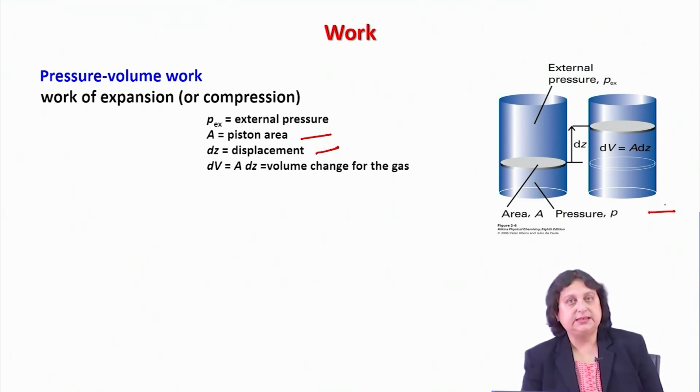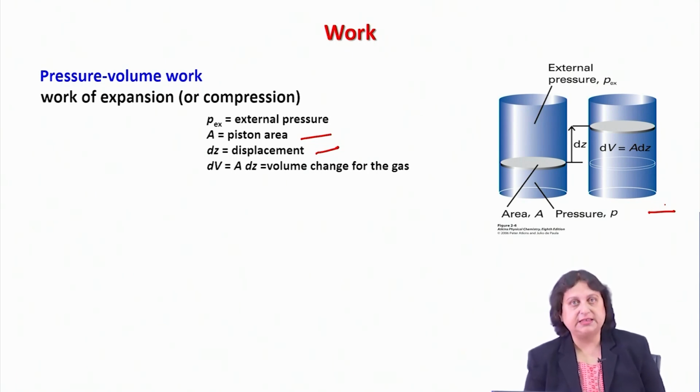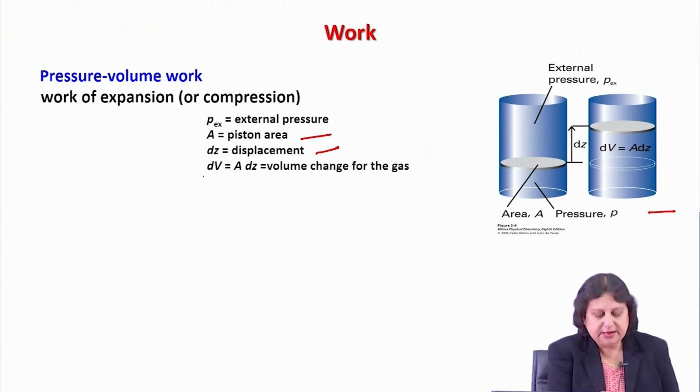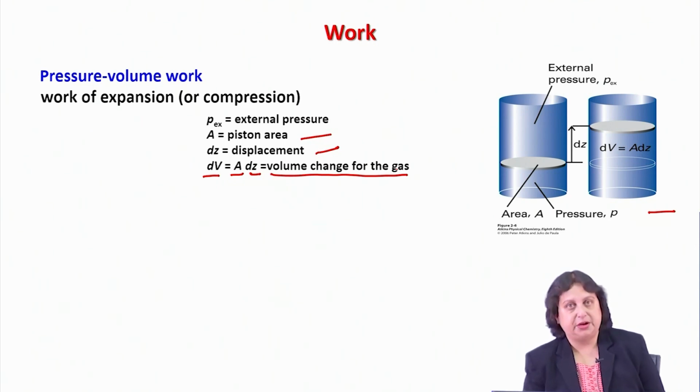Now, if A is the area of the piston and if dz is the displacement of the piston because of the external pressure, as the gas pushes this piston up against this external pressure, what is going to be the change in volume for the gas? That is going to be dV, which is A into dz. So that is the volume change for the gas as it expands against the external pressure P external.